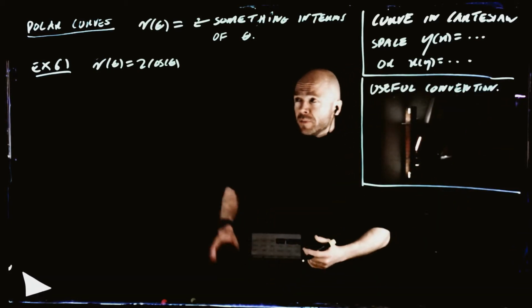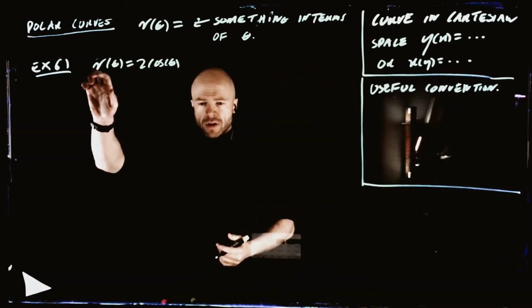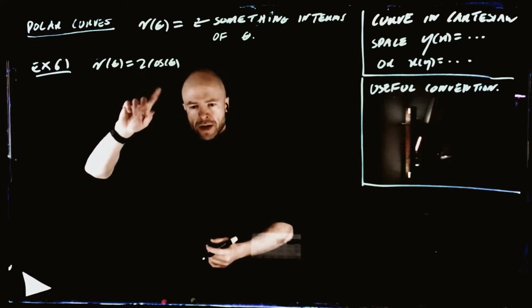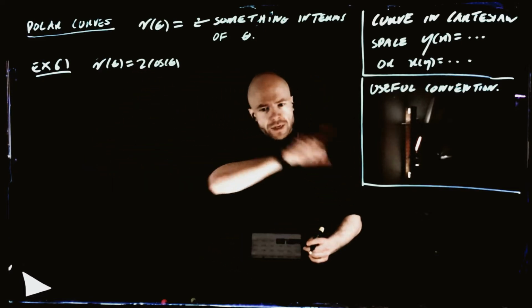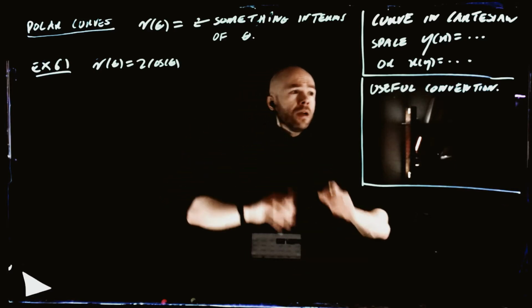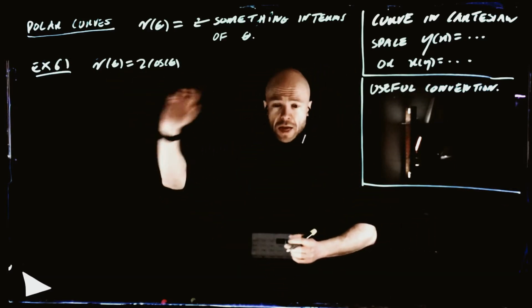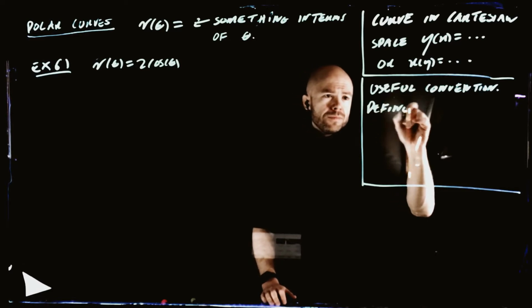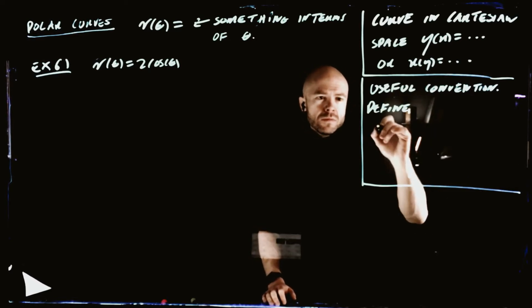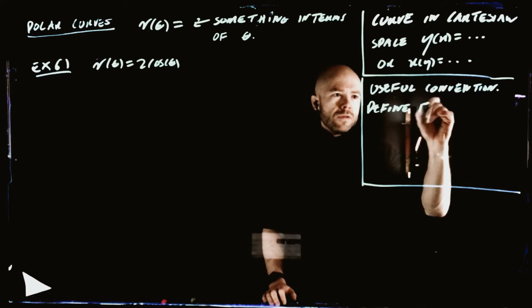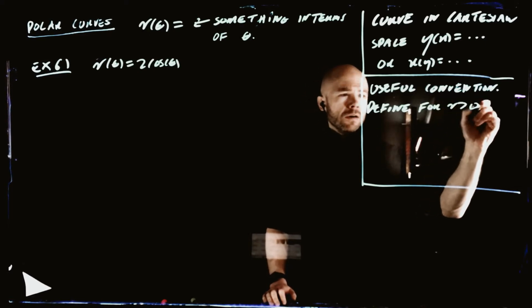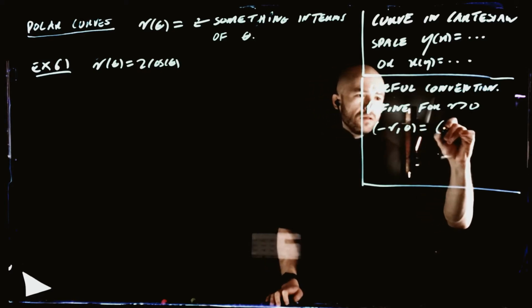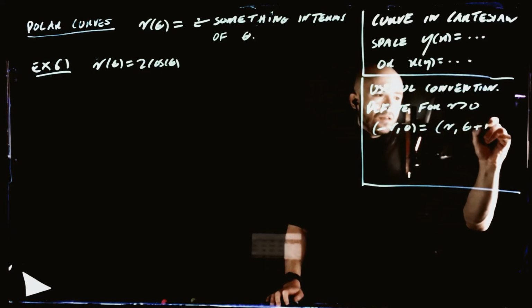So I've defined so far polar coordinates when you have a positive r. And we've learned now that we can have a negative or positive angle. Again, positive means anti-clockwise, negative clockwise. Sometimes we want to deal with negative r. So we define, for r bigger than 0, minus r of theta to be r of theta plus pi.